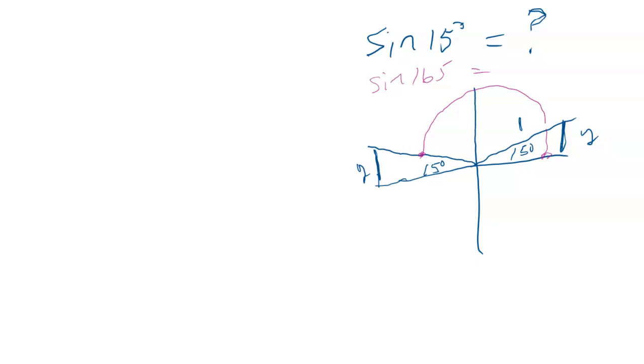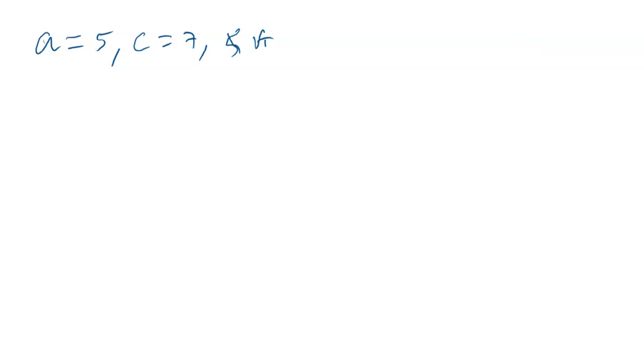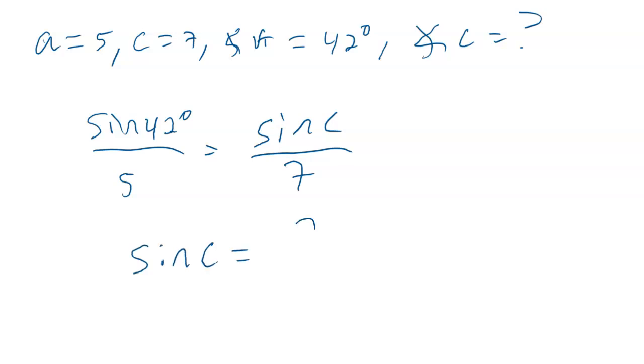All right, our first problem. a is equal to 5 and c is equal to 7. The measure of angle A is 42 degrees, and we want to find the measure of angle C. So I'm going to do sine of 42 degrees over 5 is equal to sine of C over 7. Then I'll solve for sine of C. Sine of C is simply 7 times sine of 42 degrees divided by 5.